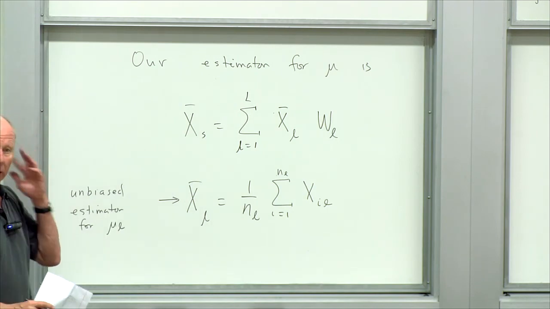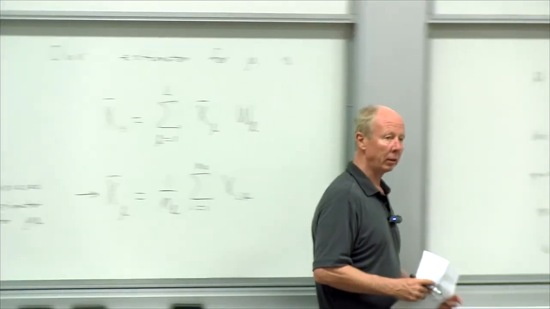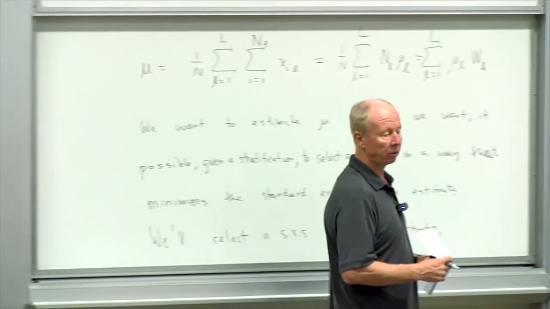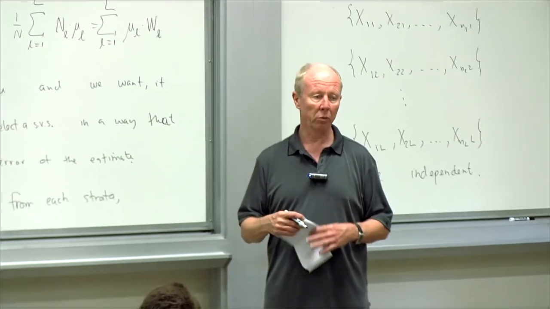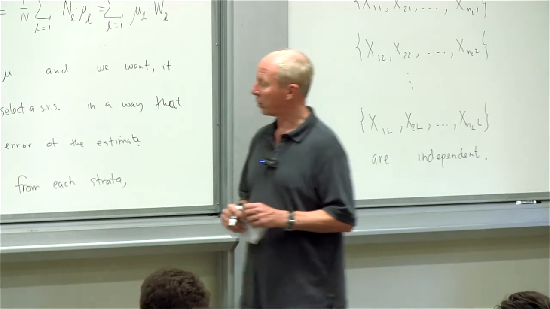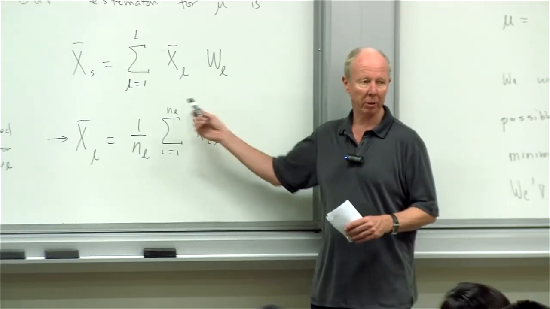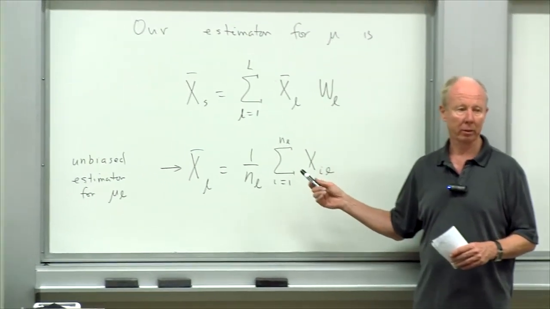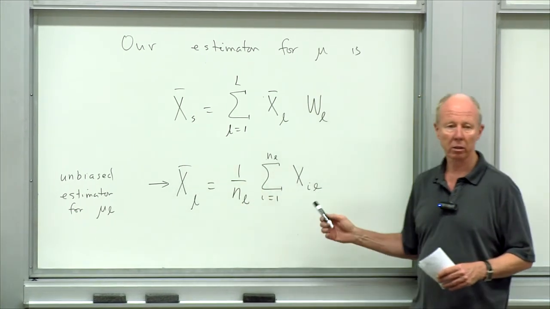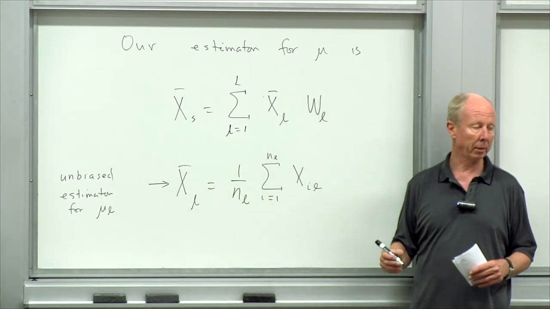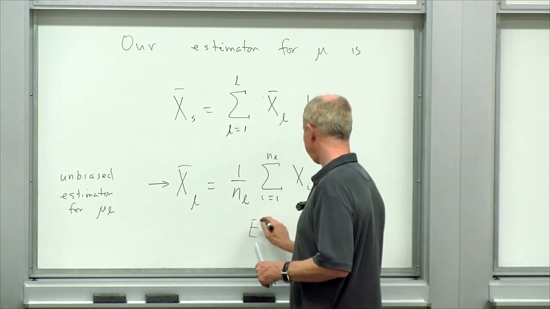Okay, that's just a separate population, that little L population. We take a random sample of that. Its mean is mu sub L. What's the unbiased estimator for mu sub L? Just the sample mean, sample average, right? Okay. So the expected value of X bar L is mu L, right? Expected value of X bar L is mu L.